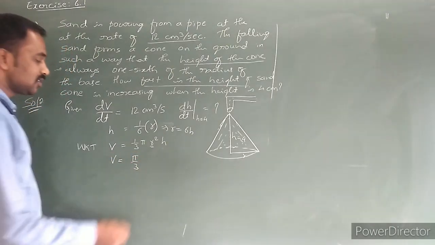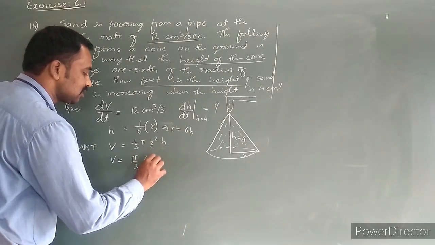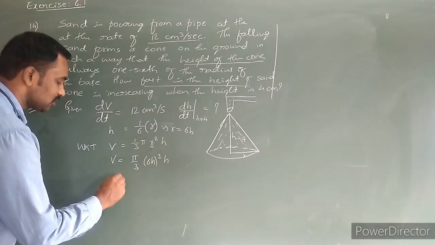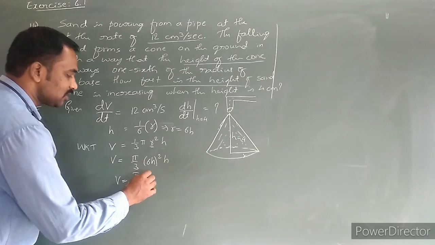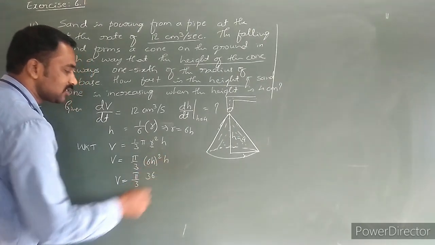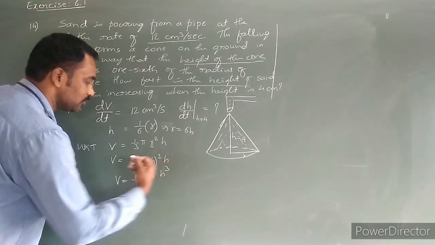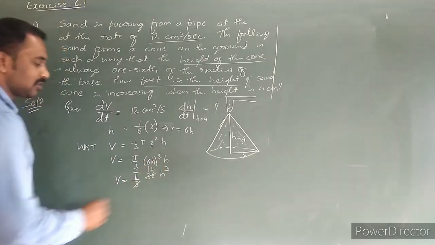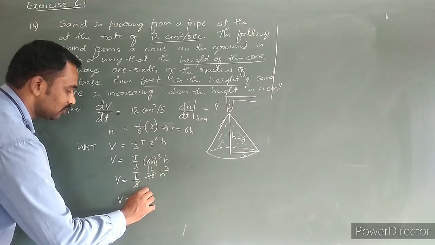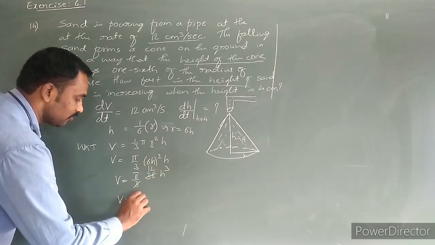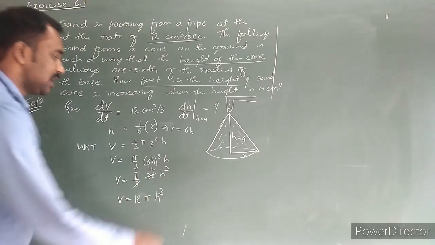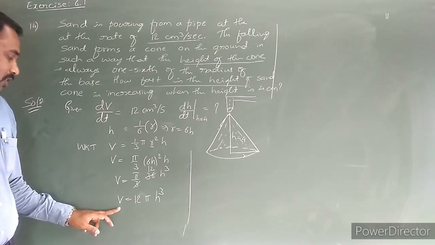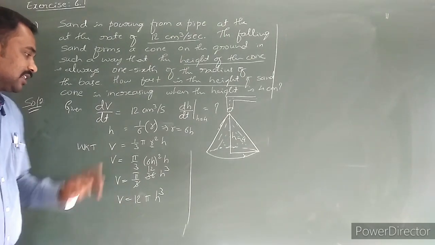After replacing the r value as 6h, what happens? r square is 6h whole square. That means V is equal to 1/3 pi into 6h whole square into h, which is 1/3 pi into 36 h square into h. h square into h is h cube. So 3 ones are 3, 12 3s are 36, so V is equal to 12 pi h cube.